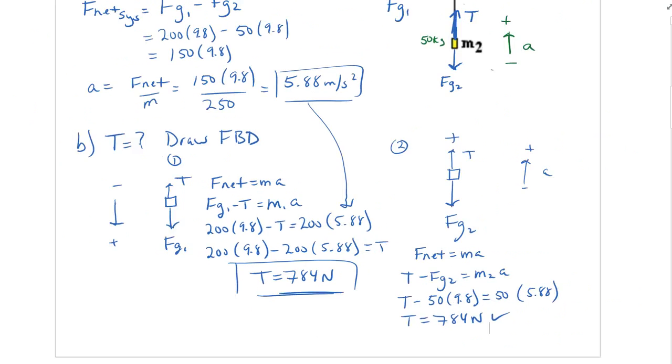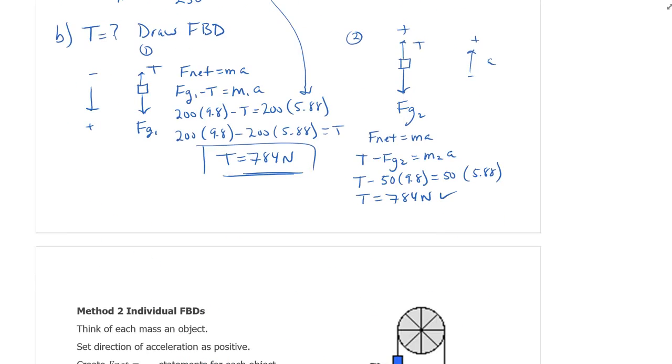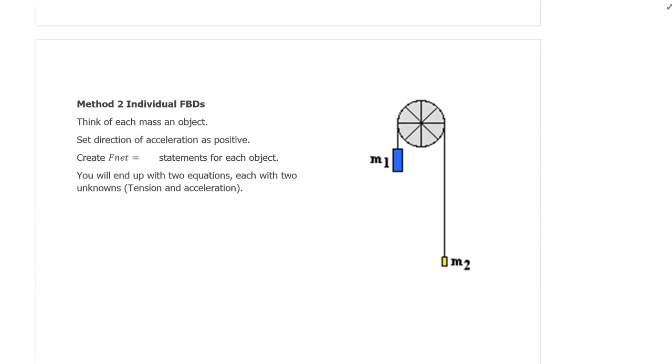Okay, so there's an example of how to solve this using the system approach. We did two things: we found the acceleration and we found the tension force. Now we're going to do this entire question again. If that was the easy way, and you might say, really, that was easy, that was a lot of work. The second one is slightly different, it's a little bit more mathematical. It's with doing individual free body diagrams.